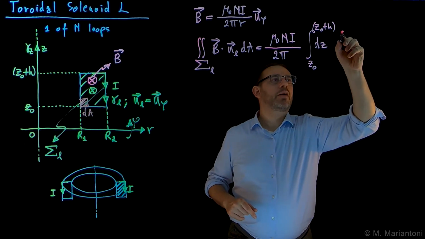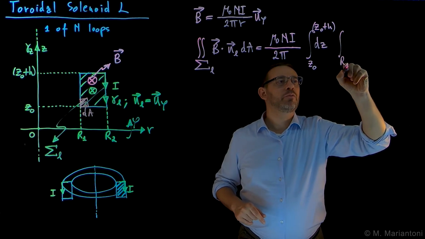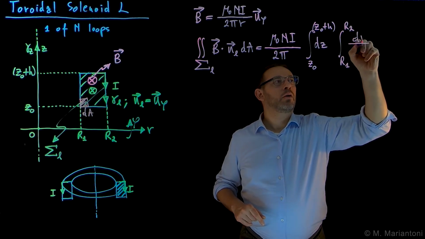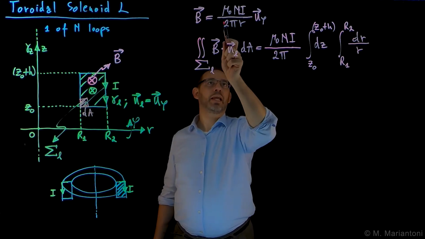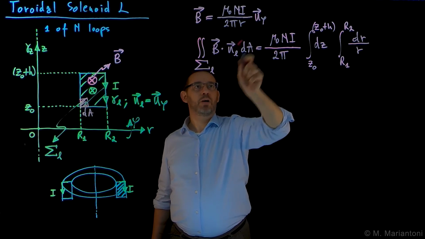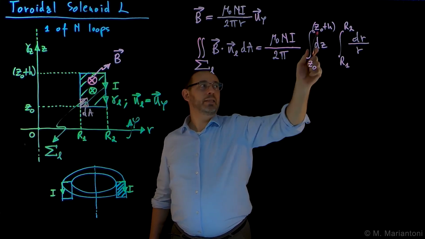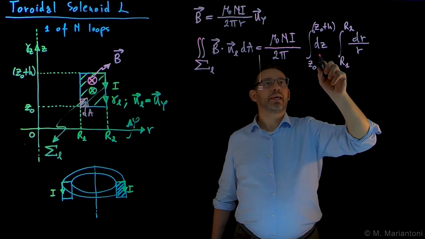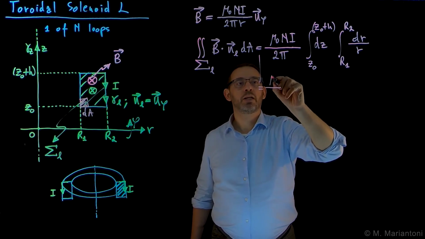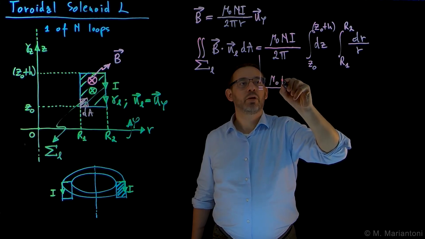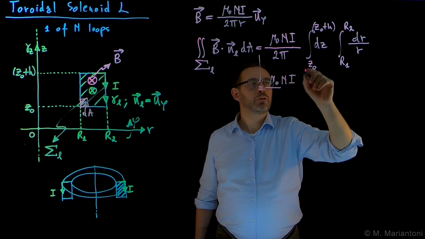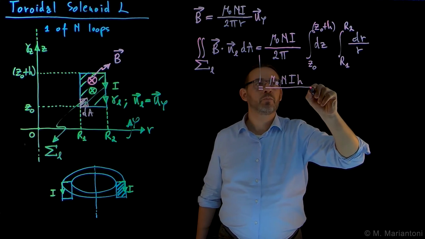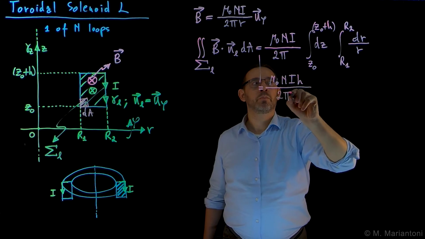Okay, and so here we have the integral between capital R1, which is smaller than capital R2, of dr over r. That's the only thing left. These are all constants. Dr over r, we have it. The dz, we took care of it. And so the final result here is nothing but h. So we get mu naught N I h. Z naught plus h minus z naught is obviously h, divided by 2 pi.